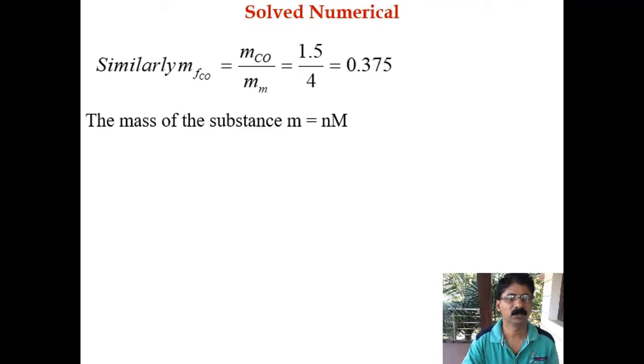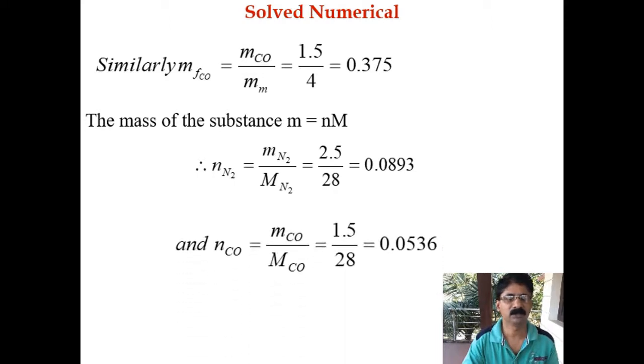Now we have one more relation where mass of any substance m is equal to number of moles into molecular weight. So using this you can find out the number of moles of each of these gases. So number of moles of N2 is equal to mass of N2 divided by molecular weight of N2. As all of you know, molecular weight of N2 is 28 because N is 14, so 14 into 2 is 28. So number of moles of N2 is 0.0893.